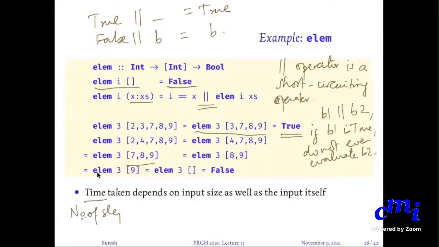The number of steps taken depends not only on the input size, but on the input itself. If the input is 23789, then you will take 2 steps. If the input is 24789, then you will take 6 steps. In general, you will take as many steps as the position of the value you are seeking in the list, because you have to go past all the unequal elements and then finally hit the equal to case and then stop there.